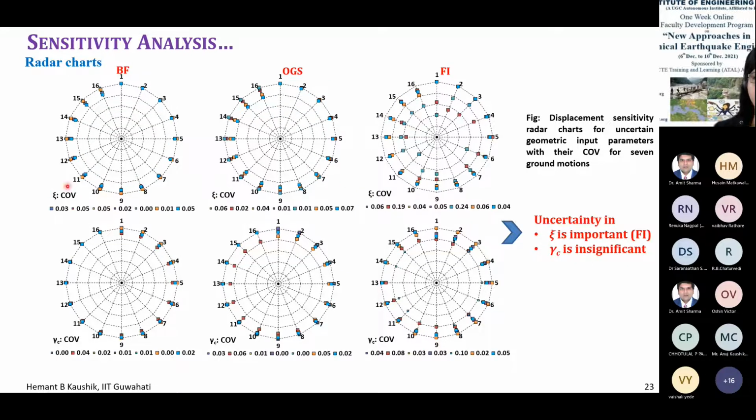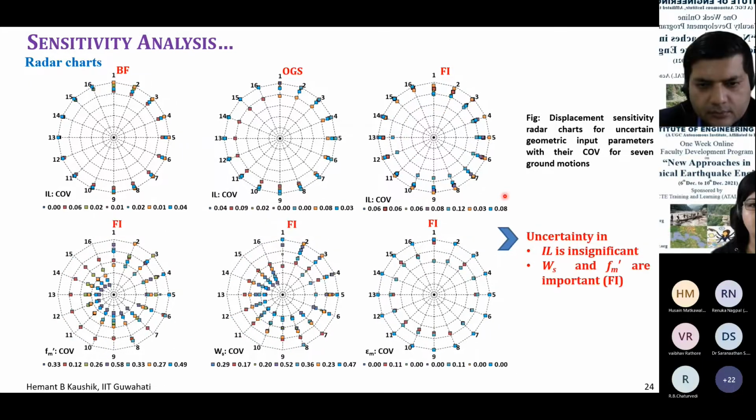Then the variation in damping, variation in the material density. Again, for material density you don't get much scattering compared to what you get in damping. So you see here how scattered the results are. So zeta is more important, particularly in case of full infill frames. The imposed load versus FM prime. Now obviously FM prime will be more important in case of fully infill frame, right? But the imposed load may not be that important, right?